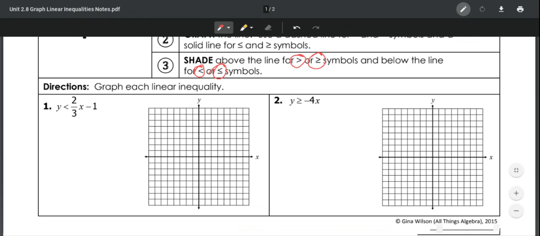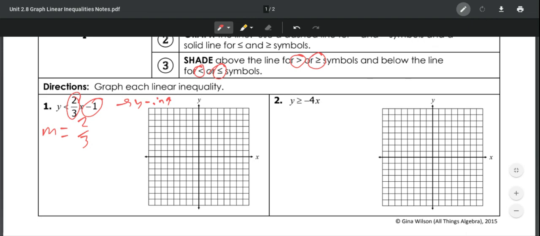So when we're graphing these, we graph them just like we would graph a normal line. So y is less than 2 over 3x minus 1. This 2 over 3 tells us what m is, so that's our slope. Our slope is 2 over 3, which is just rise over run, same as normal equations. And then this negative 1 tells me my y-intercept, or my starting point.